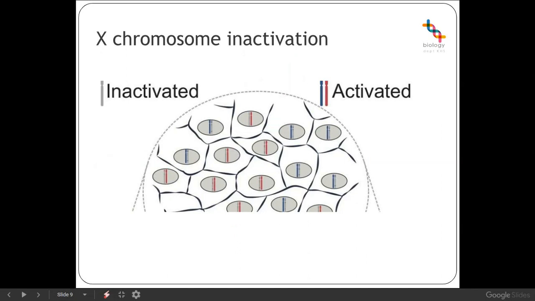So because male cells have got only one X chromosome and female cells have got two X chromosomes, that might suggest that female cells are going to produce twice as much of the proteins from the genes on their two X chromosomes, but that's not actually the case.